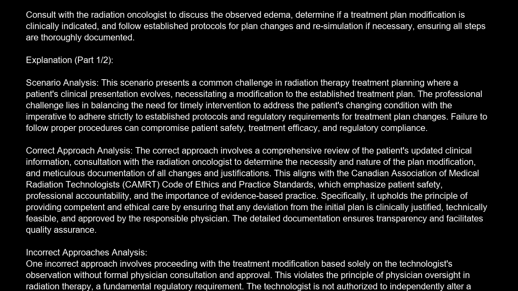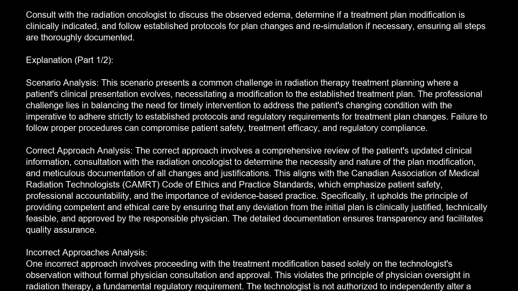Explanation. Scenario analysis. This scenario presents a common challenge in radiation therapy treatment planning where a patient's clinical presentation evolves, necessitating a modification to the established treatment plan. The professional challenge lies in balancing the need for timely intervention to address the patient's changing condition with the imperative to adhere strictly to established protocols and regulatory requirements for treatment plan changes. Failure to follow proper procedures can compromise patient safety, treatment efficacy, and regulatory compliance.